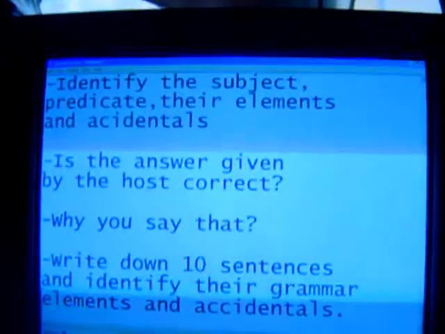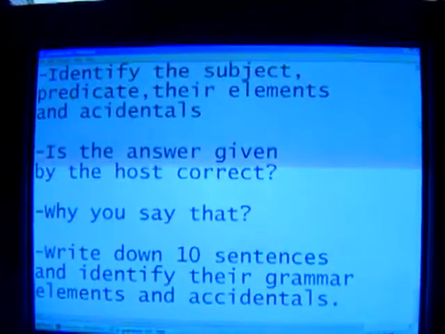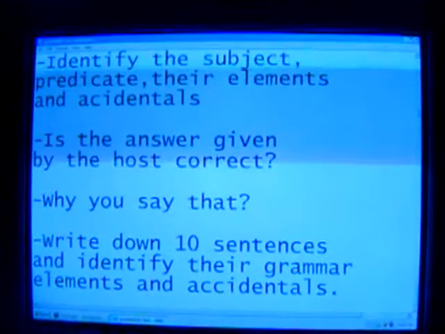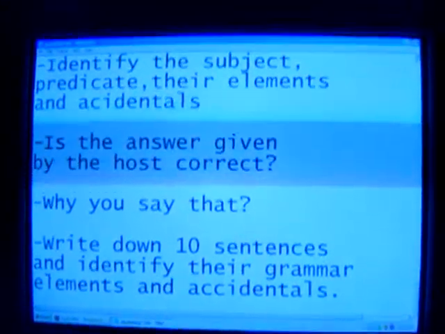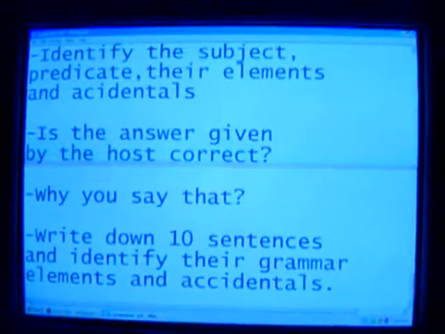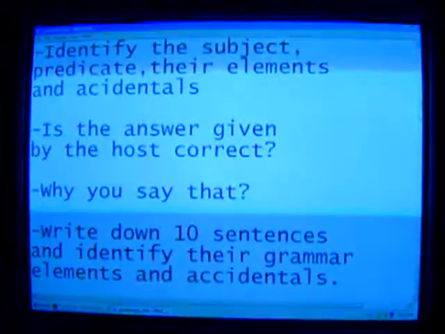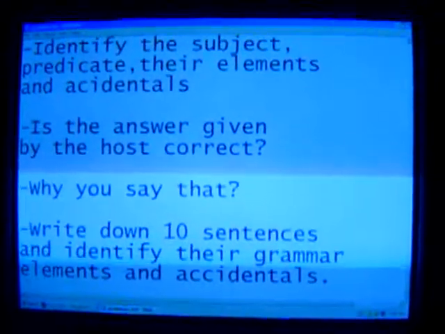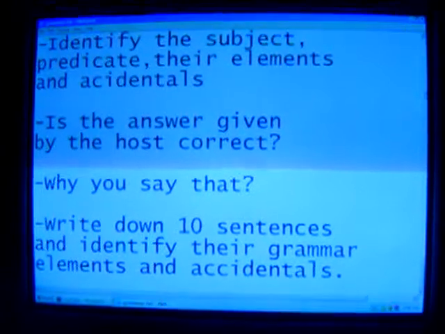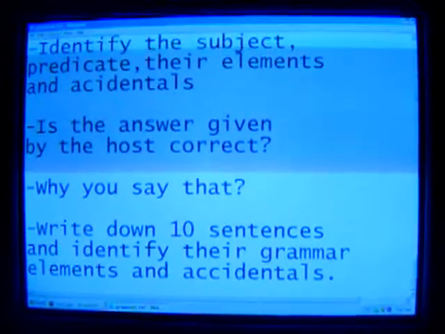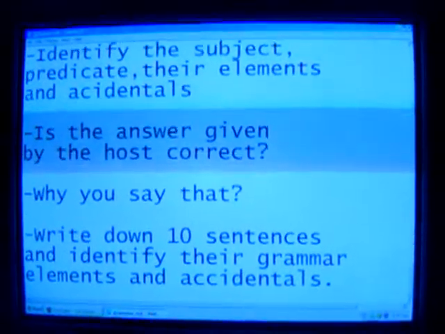Also, the video gives you an answer. You will say if the answer is correct. You will say why the answer is correct or not correct, and also you will write down at least 10 sentences and identify their grammar elements and accidentals.